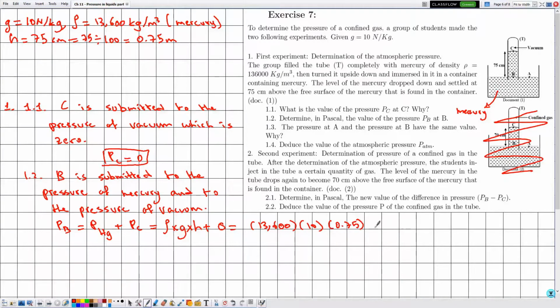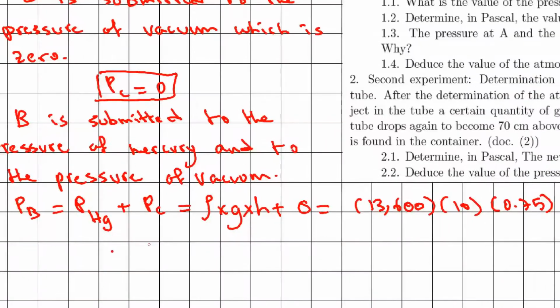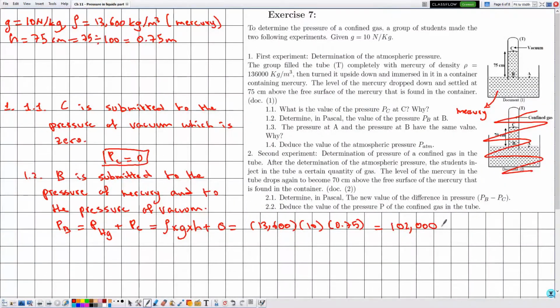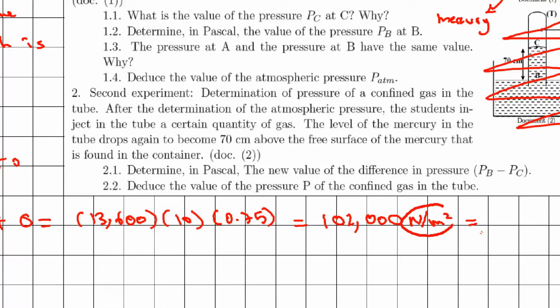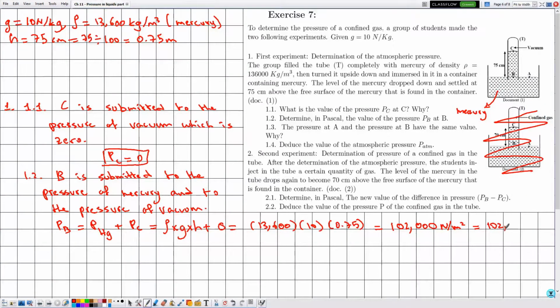Plugging this into the calculator, the total pressure at the point B is 102,000. Since all of these are expressed in the SI, the value of PB will be in the SI, which is a Newton per meter square, and usually this unit is denoted by Pascal. Then the total pressure at the point B is 102,000 Pascal.